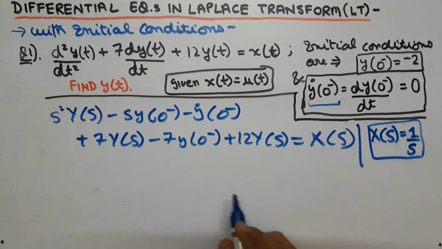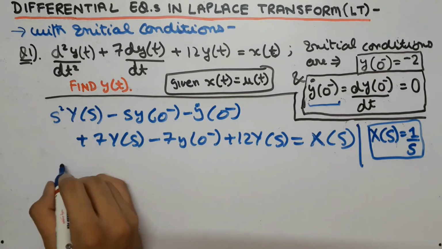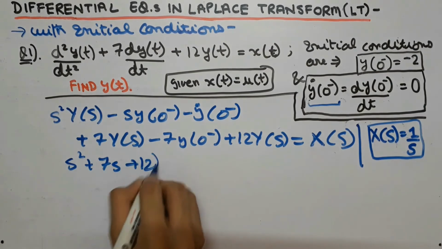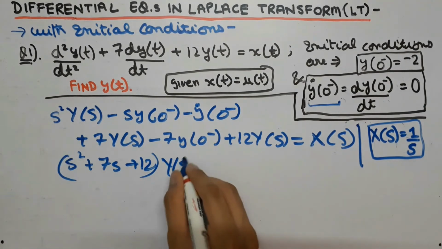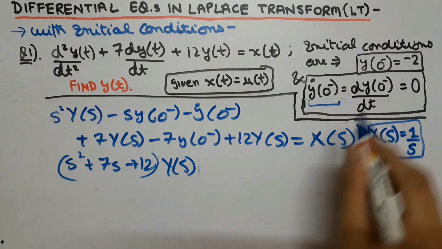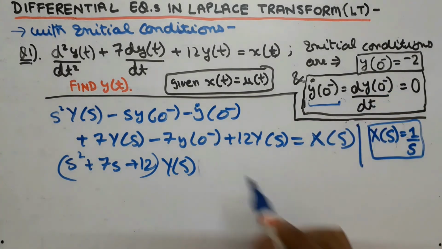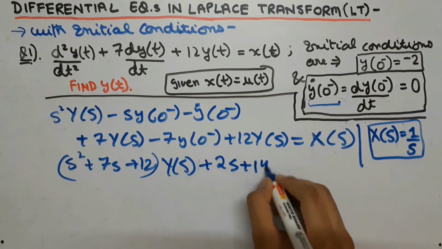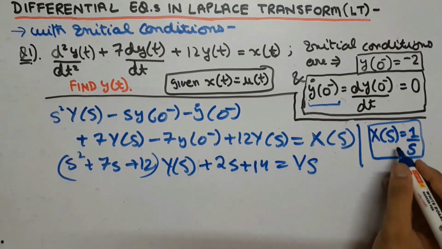Now guys, we are going to put the values that are given in the question, that is, we will put the initial conditions over here. On doing that, you will get s square plus 7s plus 12, that is, we have taken out Y(s) common along with putting the values of the initial conditions in this equation, and 2s plus 14 is equal to 1 by s, that is, we have used this over here.